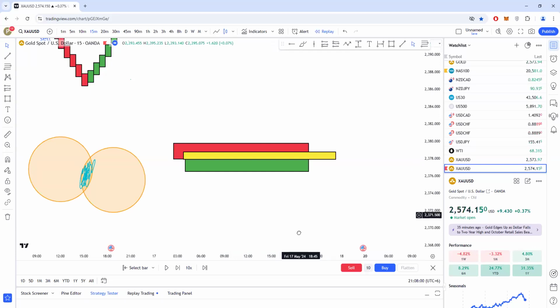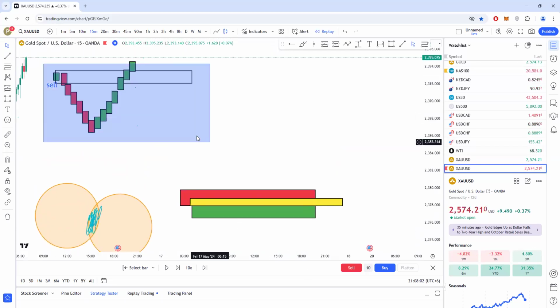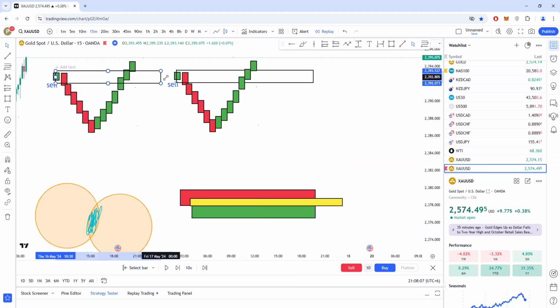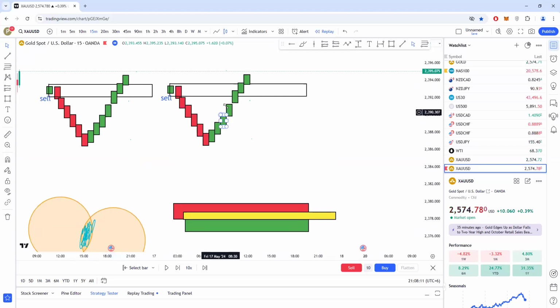Okay, if you understand this part, let us talk about our scenario number 2. Scenario number 2 would be something like this. When you have an engulfing sell area, the market goes back to the sell area, and before failing, it gives you an engulfing buy here.